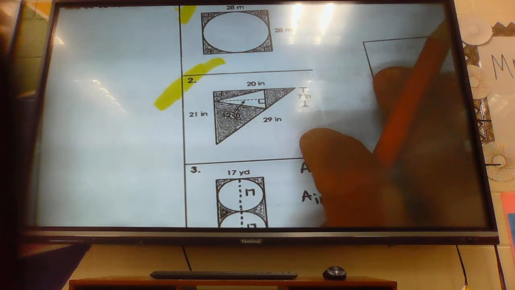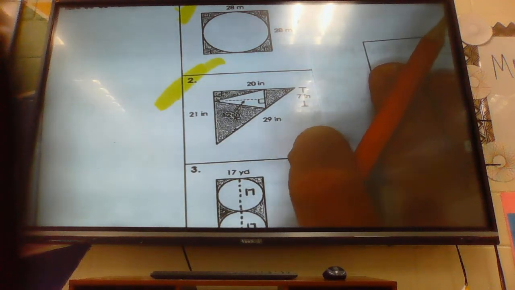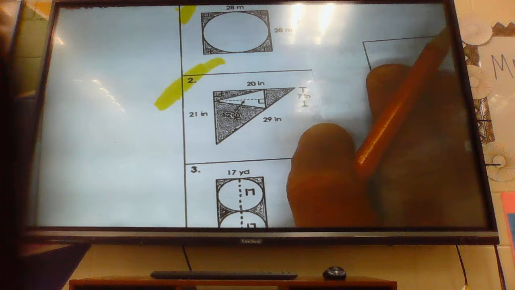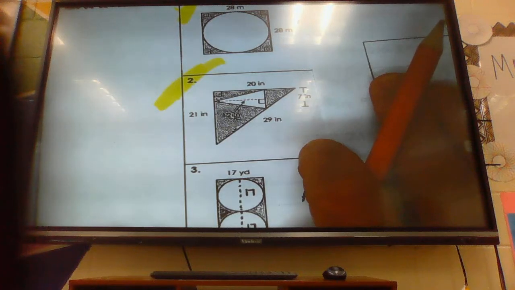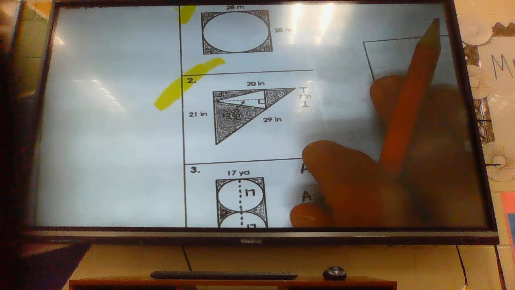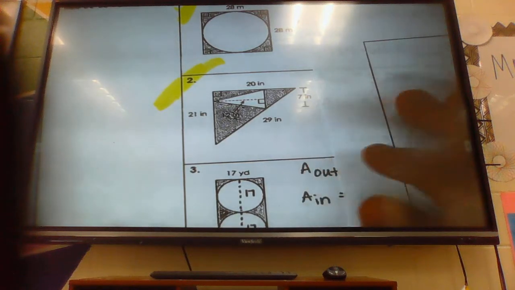No, not quite. I want to get the area that's shaded. But in order to do that, Will, what do I have to do? You have to do area out and area in. Right. And then we subtract the two to give me what's left, what's the shaded.